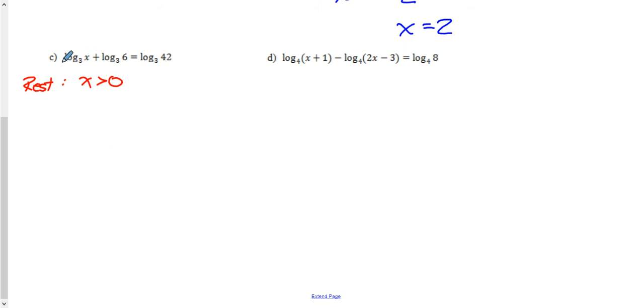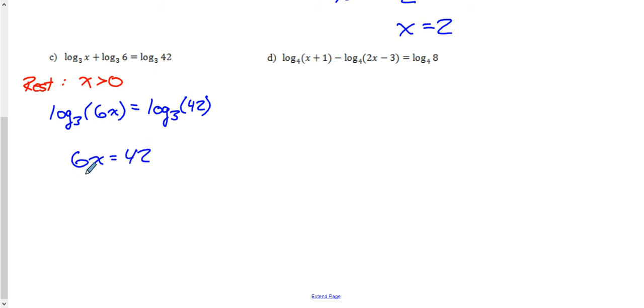Here, what we're going to do is combine these first two on the left together, and the way that we're going to combine these logs together is to say if I'm adding, really that means I'm multiplying. So I'm going to go x times 6, which is now 6x here on the left. This is equal to log base 3 of 42 on the right. Now that I have common bases, and it's a single log on both sides, I can drop my logs. So that log 3 goes away.